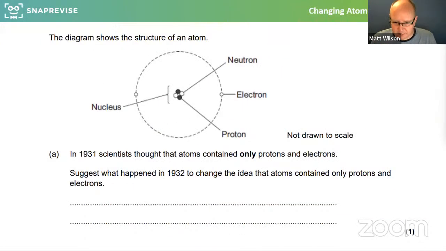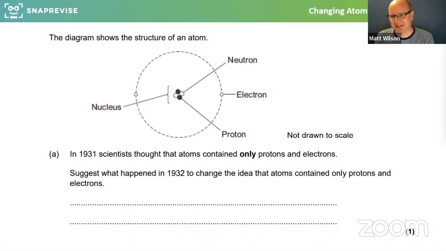All right, let's have a look at one more. So the diagram shows the structure of an atom. We've got the nucleus in the center. We've got identified there a neutron, a proton, and an electron. In 1931, scientists thought that atoms contained only protons and electrons.